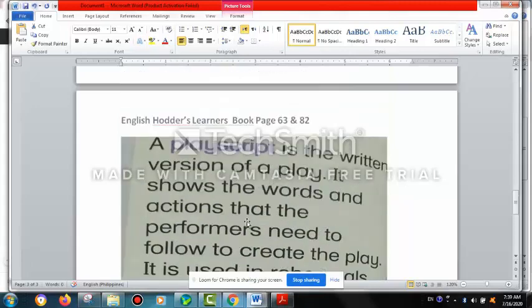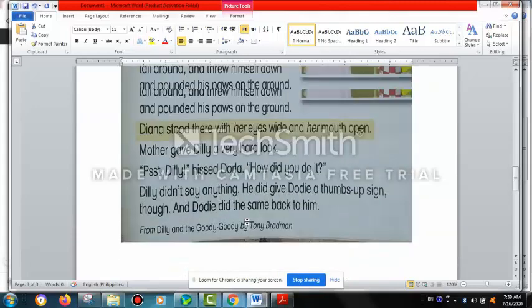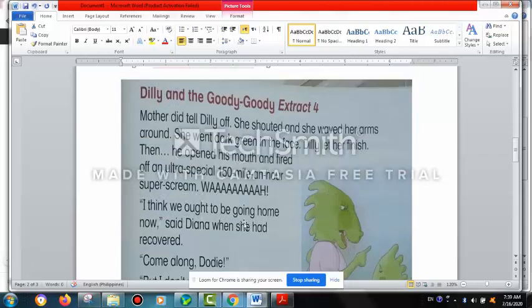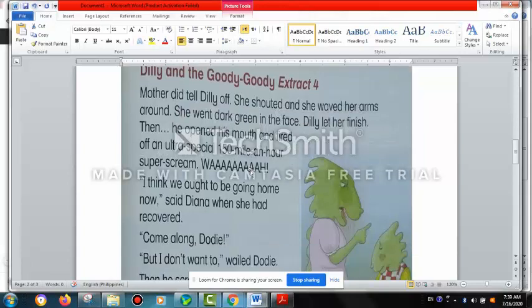Now guys, here we have an extract coming from the story Dilly the Dinosaur Superstar. We were able to read this story the last class that we had. So let me read it to you again.